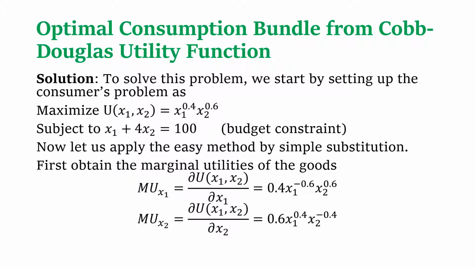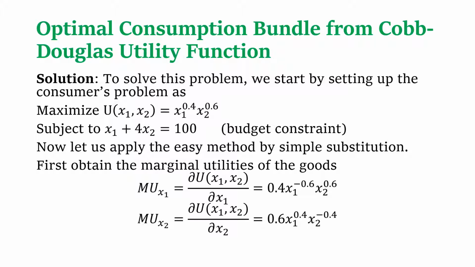When you are differentiating the utility function with respect to a variable, remember to drop the variable that you are holding constant. You have to drop it down, okay? It has to follow the equation. You don't just say 0.4 x1 to the minus 0.6. No, that is not the marginal utility of x1. It is 0.4 x1 to the minus 0.6 x2 to the 0.6. You got it, right? So that is the marginal utility of good 1.